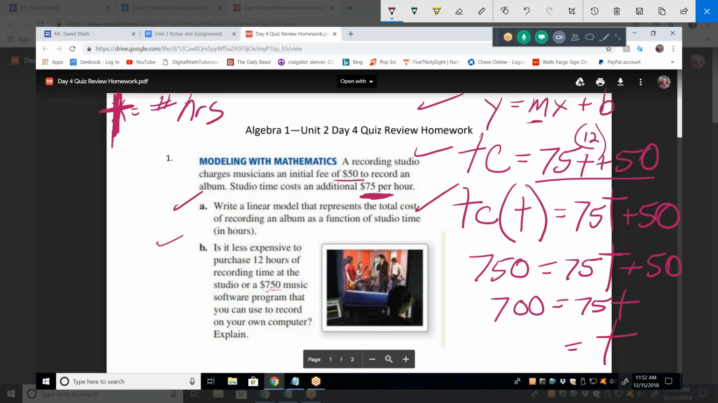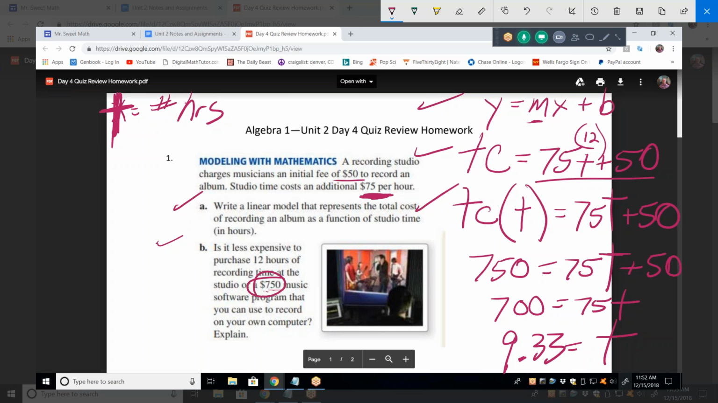700 divided by 75? 9.3 repeating. So 9 1/3 hours. In other words, if you're going to use that studio for 9 1/3 hours, it's going to cost you $750. So it'd be the same cost as the software program.